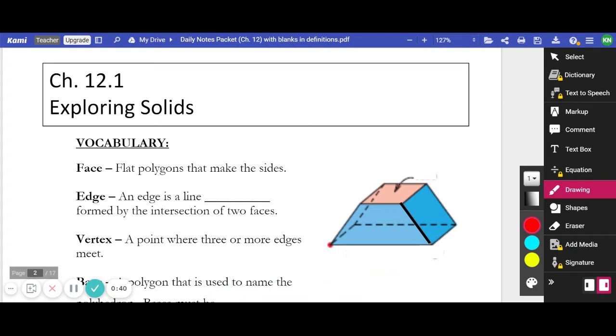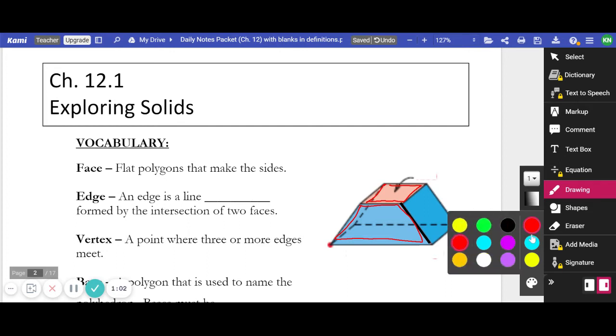Okay, a face is anything that has a flat side. If we look over here, we can see this trapezoid right here. That's a face. We see this square or rectangle on the top. That's a face. Rectangle here on the side and on the bottom and on the side. Those are all faces of this solid.